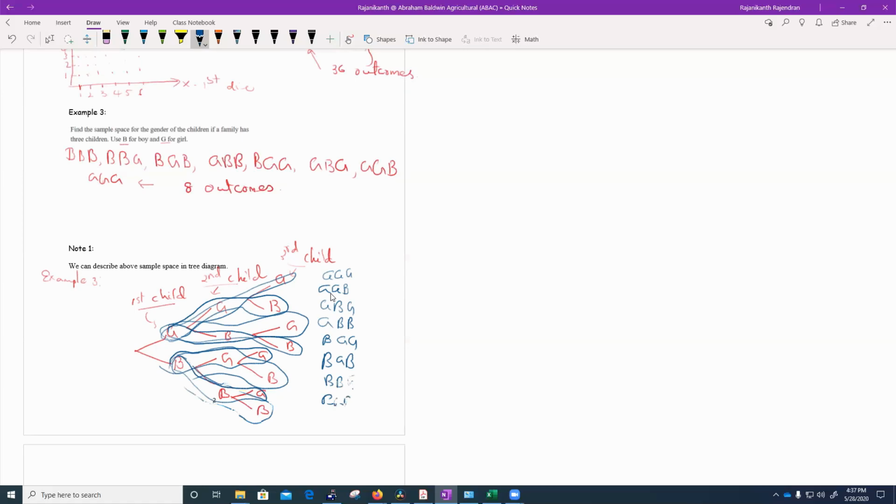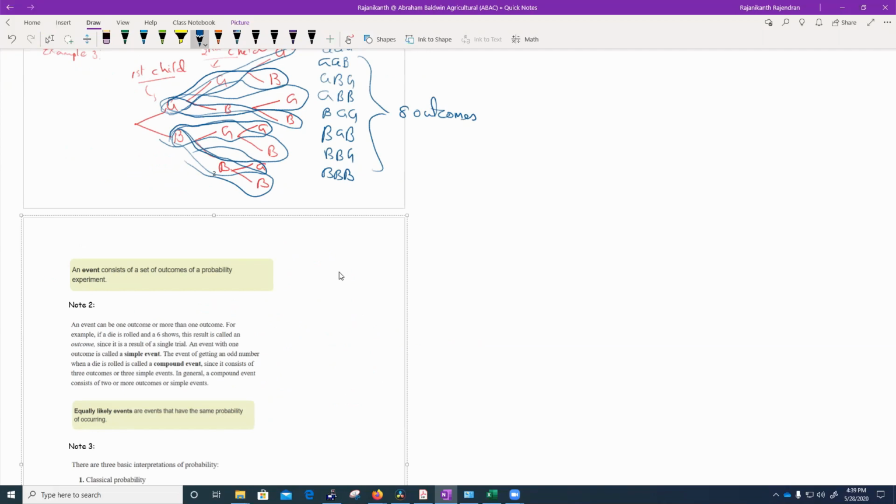So these are the possible outcomes if you draw a tree diagram. How many outcomes are here? 1, 2, 3, 4, 5, 6, 7, 8. Yes, there are 8 outcomes. Yes, that is the answer we got earlier. So a tree diagram makes it easy to list all the possible outcomes.